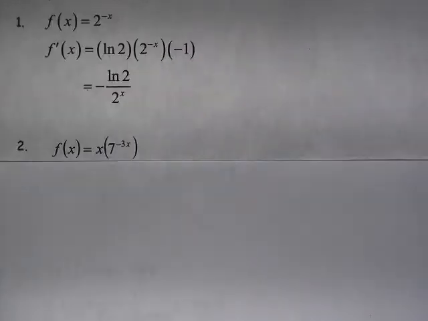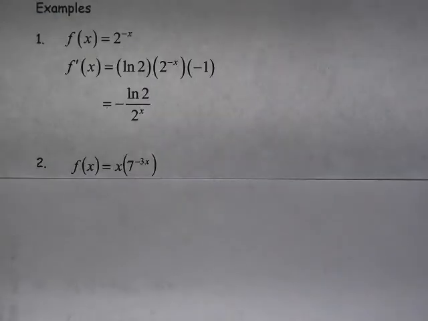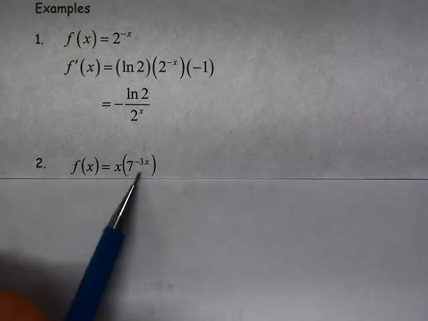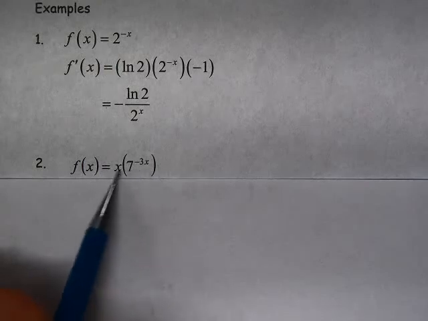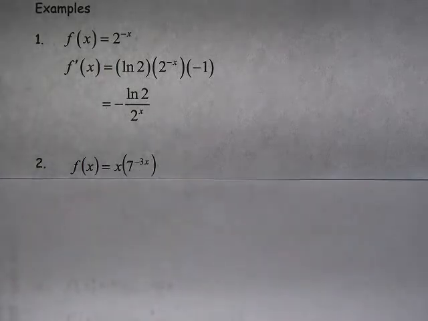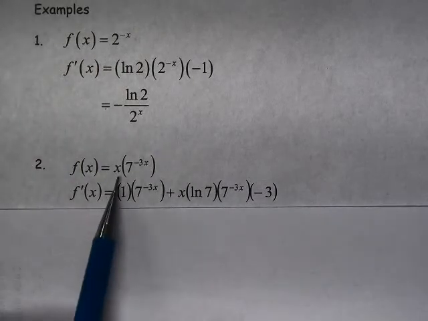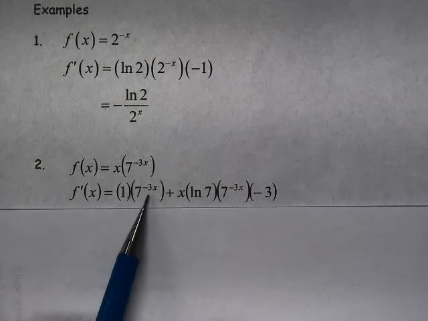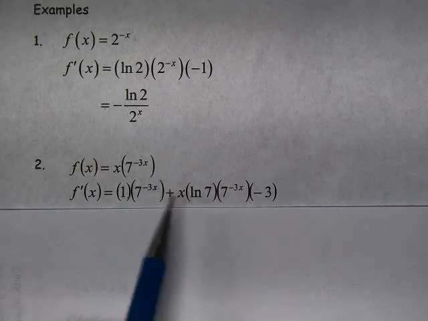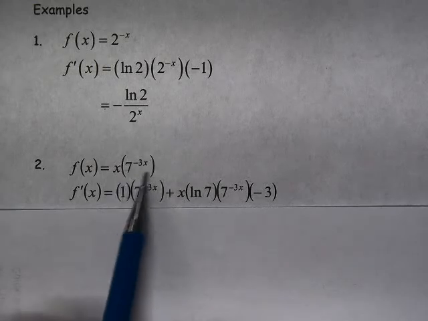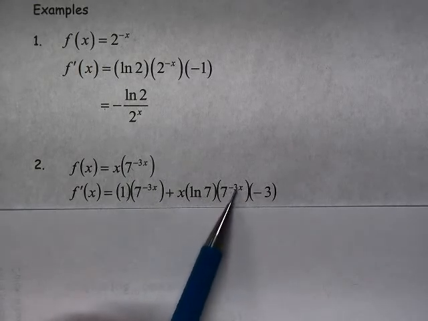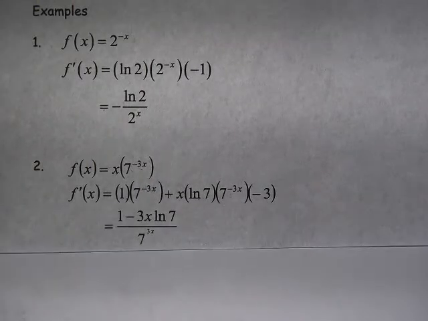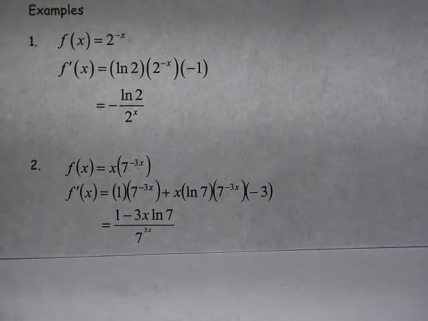The next example takes that idea of a constant raised to a function of x, but now we have a product here, and when we take the derivative we have to apply the product rule. So the derivative of x is 1 times the original second part of the product, plus here's the x, and now the derivative of this is again natural log of 7 times 7 to the negative 3x, and then the derivative of negative 3x is negative 3. And again, we just clean that up a little bit.